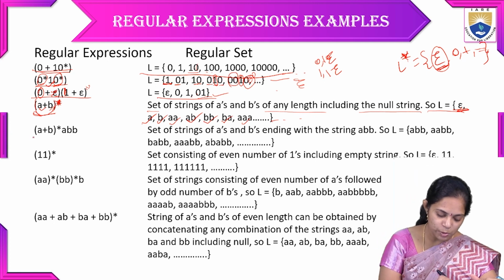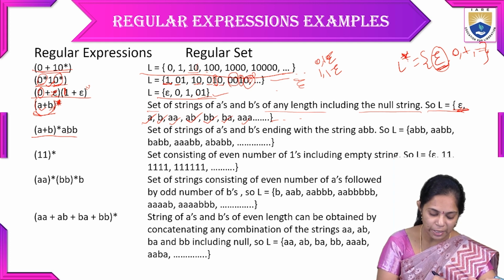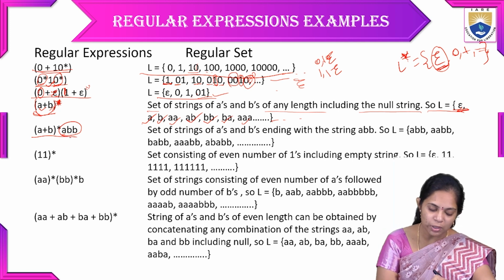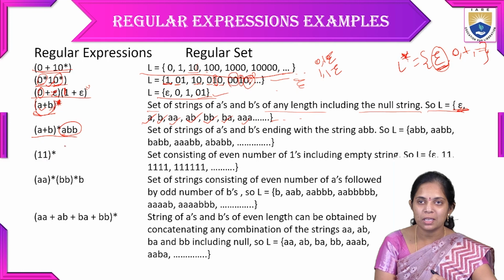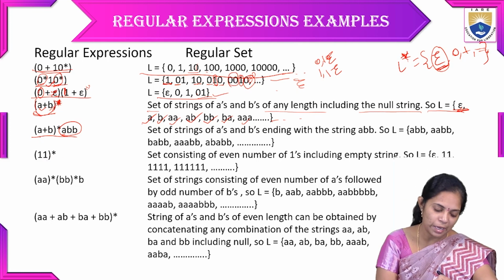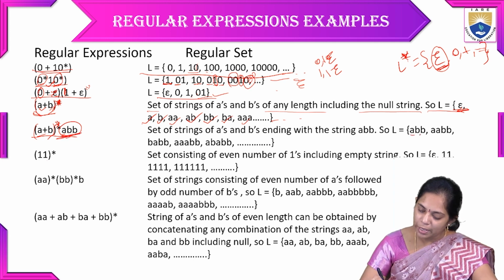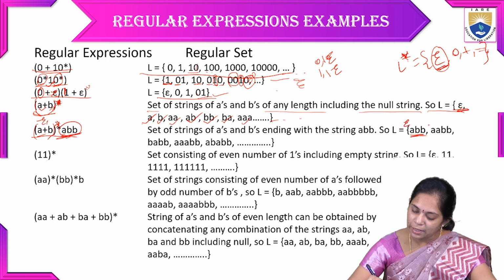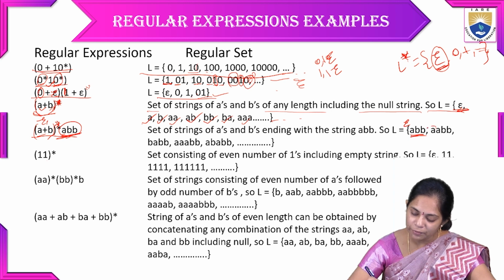One more regular expression: (A+B)*ABB. This is a string ending with ABB. That is the condition. The string can start with either A or B, including the empty symbol, and the string should end with ABB. So first we initiate with either A or B, taking A, and a substring.